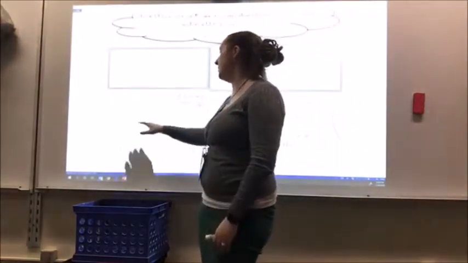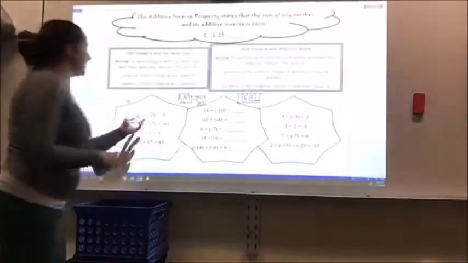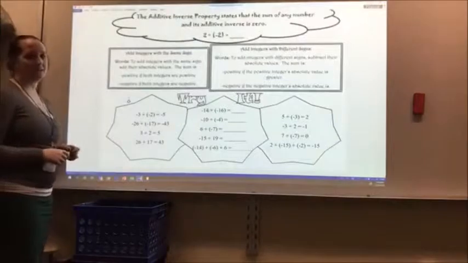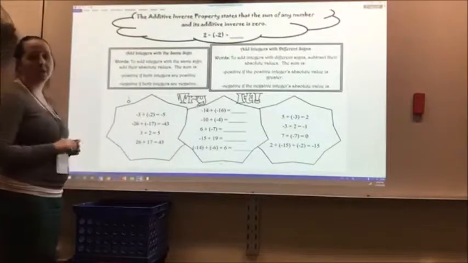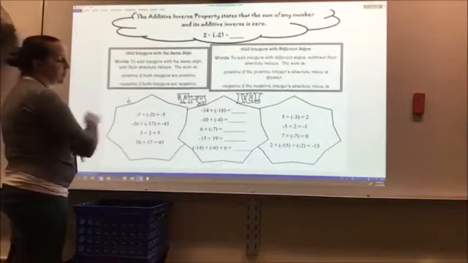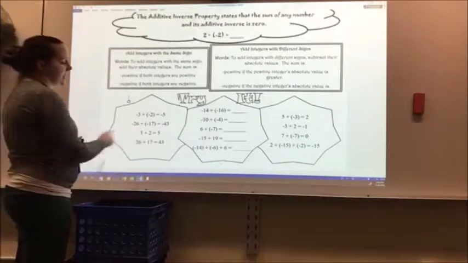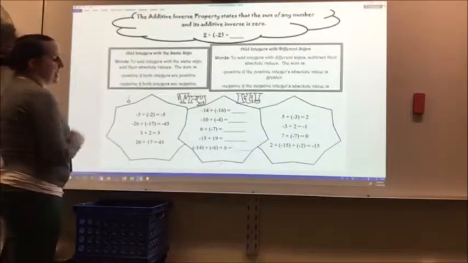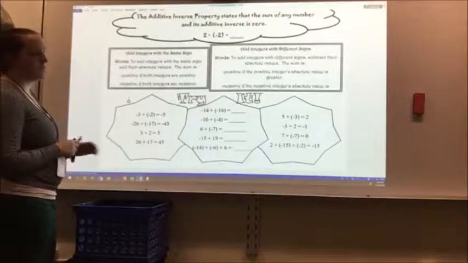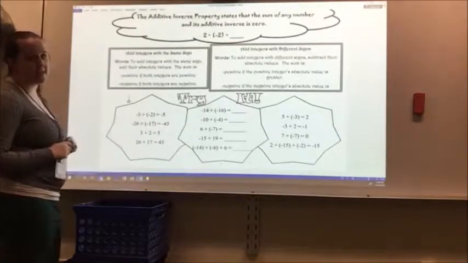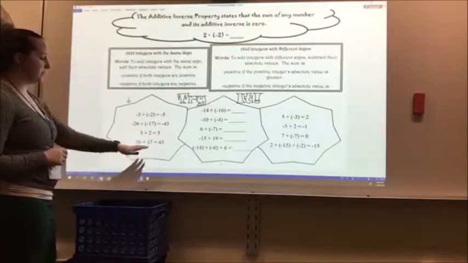So the first example I have is -3 plus -2. Notice that they have the same sign. Because they have the same sign, I add them together. 3 plus 2 is 5. They're both negative, so my sign is negative. -26 plus -17. Again, both negative, so I add them together. 26 plus 17 is 43. They're both negative, so I have a negative sign out front. 3 plus 2 is 5. 26 plus 17 is 43.